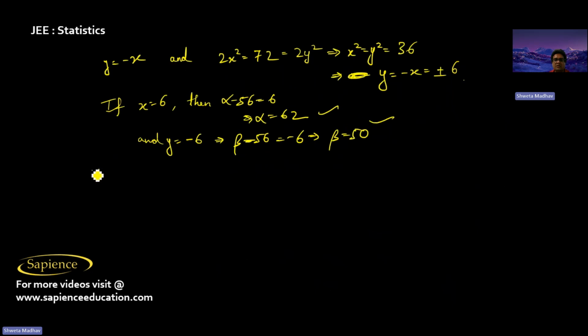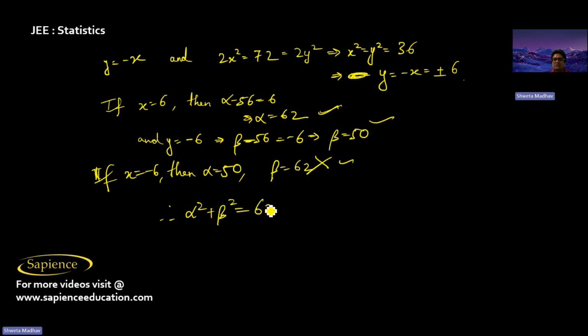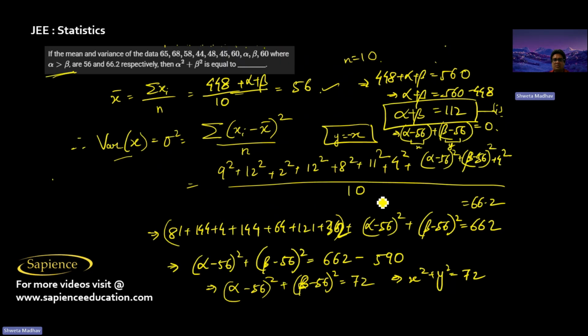But if I take x equal to minus 6, then alpha will come 50 and beta will come 62, which we can't take. So therefore alpha will be 62 and beta will be equal to 50. Therefore alpha square plus beta square will be equal to 62 square plus 50 square.